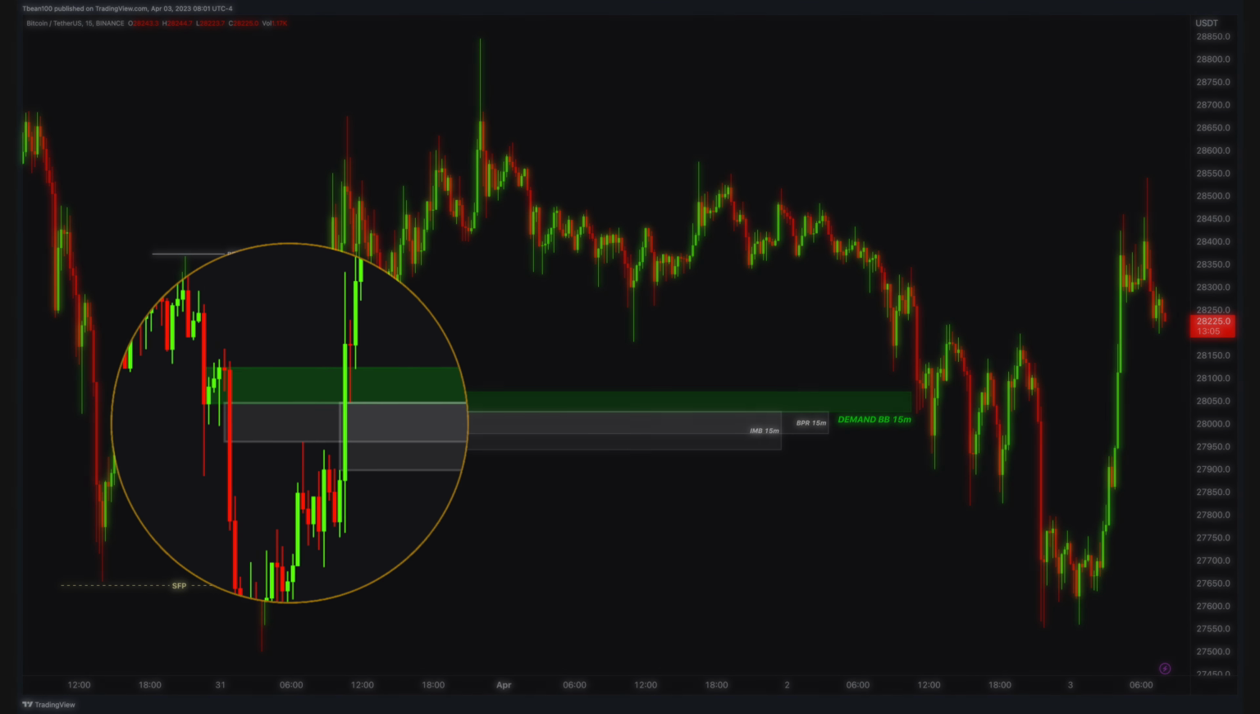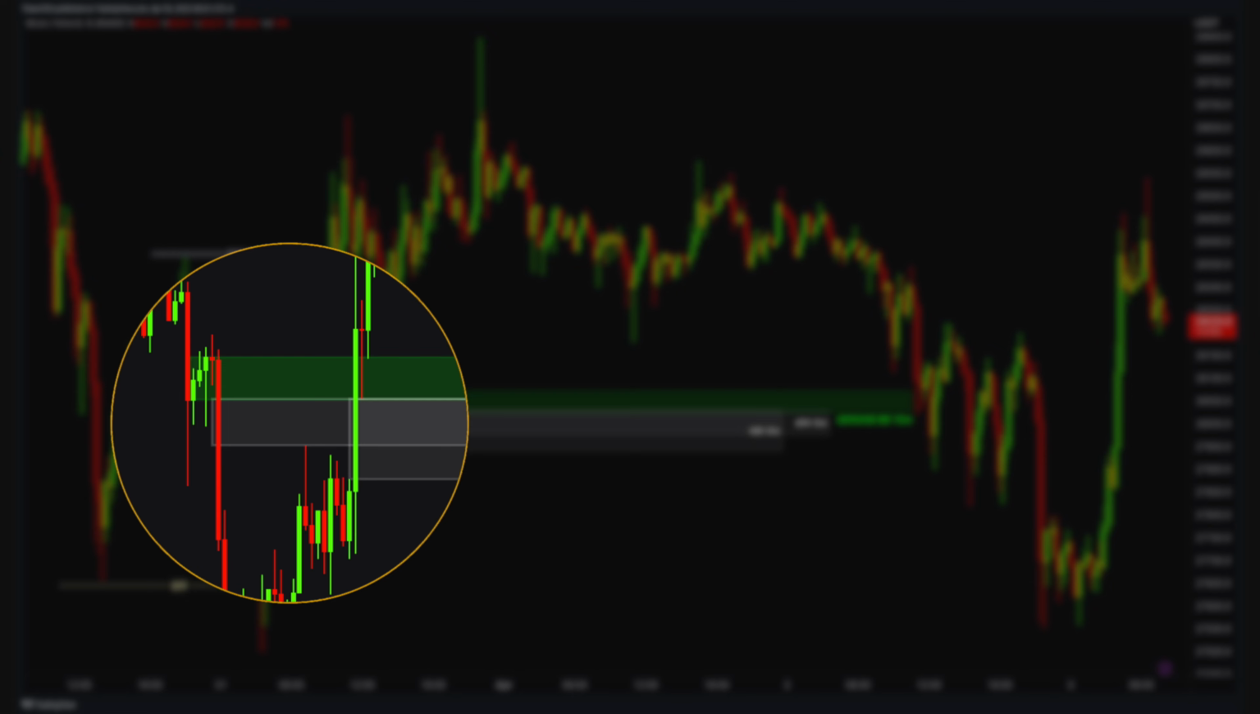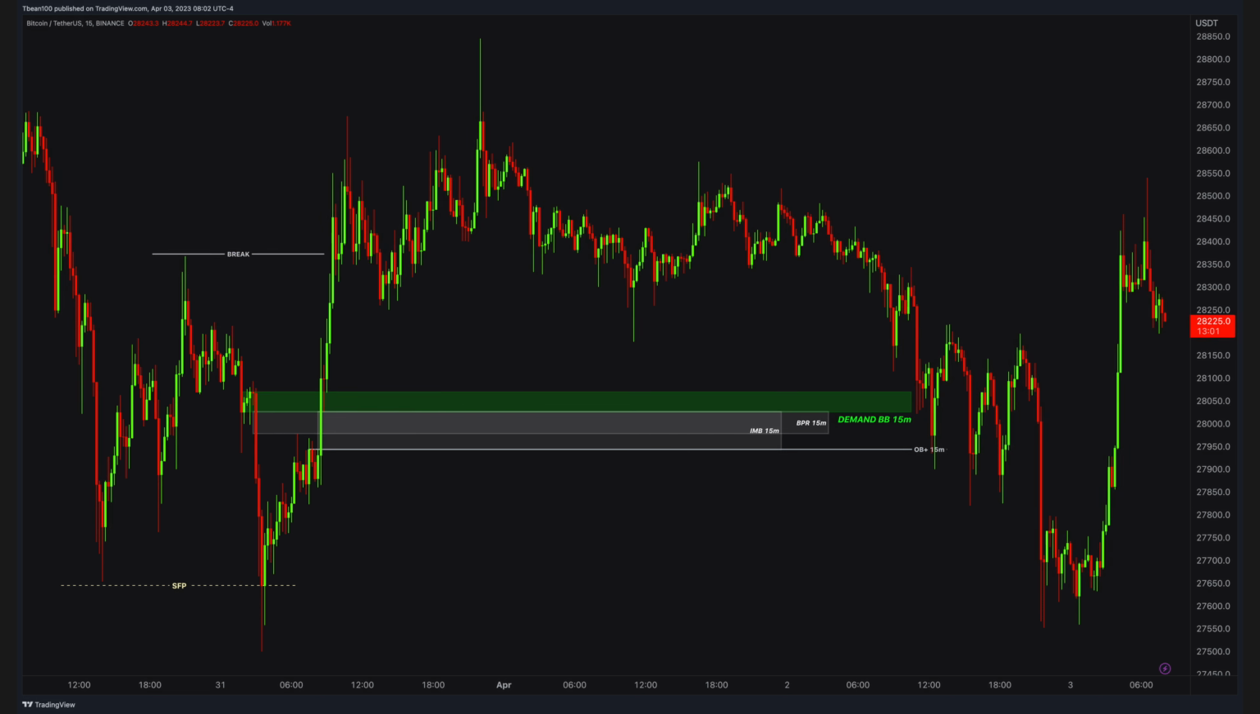You can also see the balanced price range here. And below, see what we have. Order block. So what is this? Breaker block, imbalance, order block, balanced price range. Four structures collide. This is a zone. Where can I look for a reaction trade in low time frames?